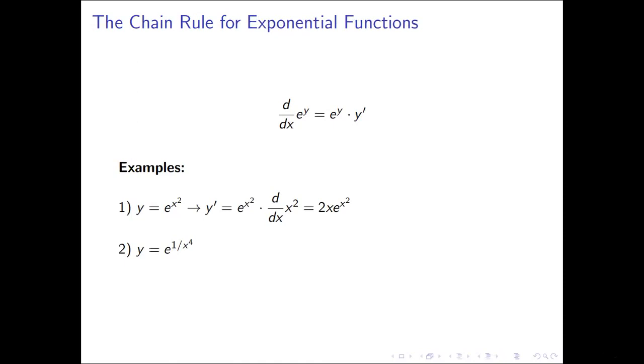Another one, e raised to the function 1 over x to the 4. Apply the chain rule. Rewrite first as x to the negative 4, the 1 over x to the 4. And then apply the chain rule. Copy. And then differentiate the exponent. Differentiating x to the negative 4, power rule. Bring down, subtract 4.